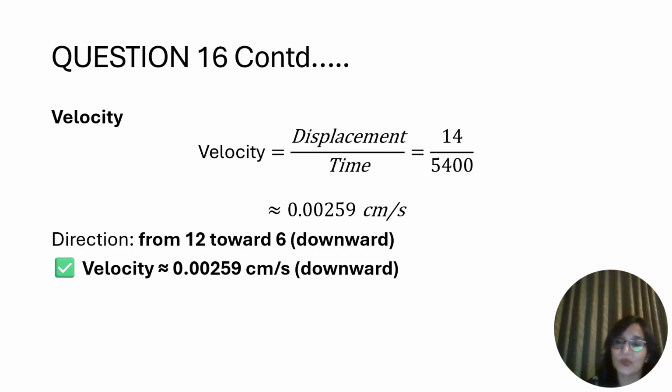Further, we also have to calculate the velocity, but you know what is velocity? That is displacement upon time. So we've already calculated the displacement and the time converted into seconds. If you want to leave it as a fraction in reduced form, which is given in your textbook, that's fine. If you want to give it in decimal form, that also is accepted. So the direction will be from 12 towards 6, which is downward, and the velocity, as we calculated, is 0.00259 centimeter per second downward.